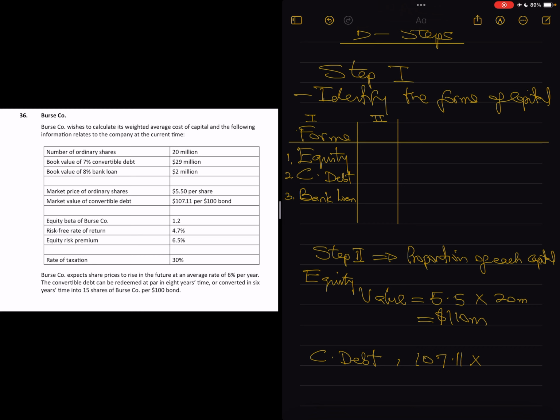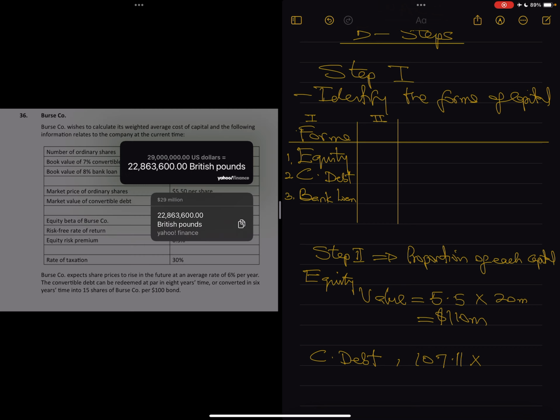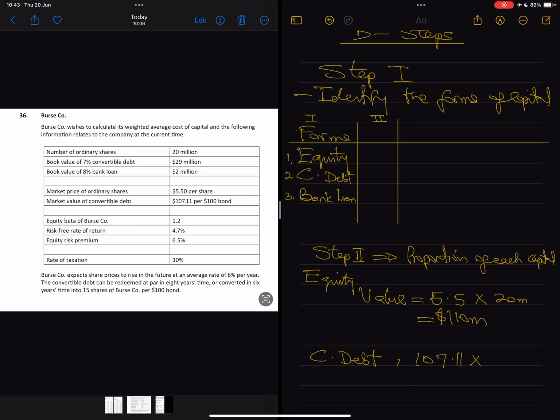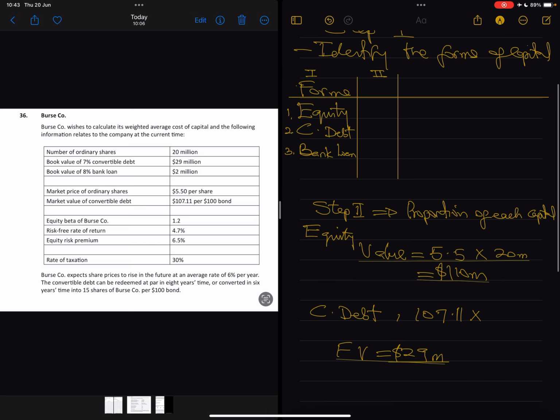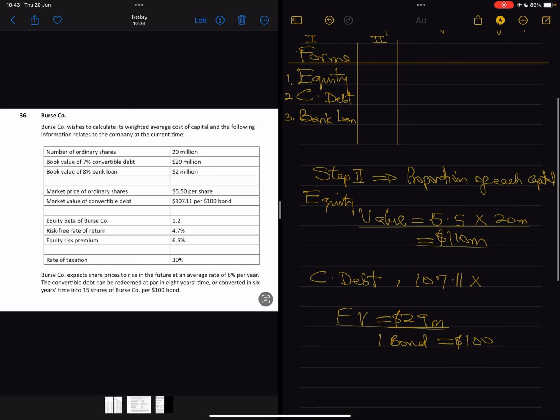The book value of the convertible bond was given at 29 million. Yeah, so 29 million is the book value of the bond, and that means that the face value of the bond is 29 million. Right? But remember, 29 million is face value, which means, let me work it for you. So face value or par value is $29 million. And we know that one bond has a face value of $100. So how many bonds do we have if the total face value is 29 million?